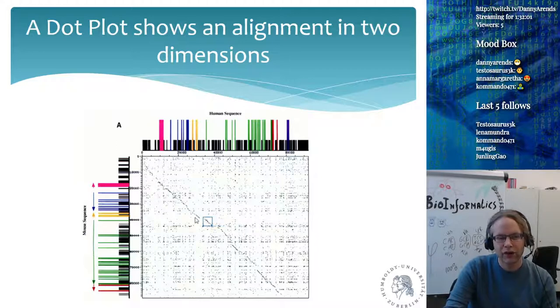So you want to walk from 0,0 to the 90,000 point, and you want to walk in such a way that you hit as many of these black dots as possible and the minimal number of white dots. In this case, you would look at this plot and walk this path. Up until here, the sequences are similar. The mouse sequence here, which is 90,000 base pairs, is more or less the same sequence which is encoded in the human sequence at around 75,000 base pairs. And so the last 15,000 base pairs of the human sequence have no real homology to the last 15,000 base pairs in the mouse sequence. So that is what a dot plot is.